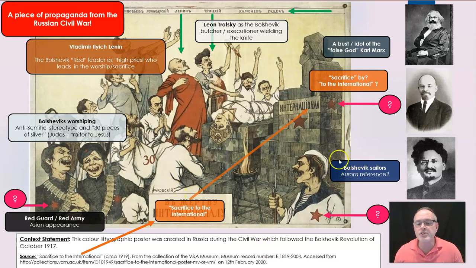A reference to a sailor here. During the revolutionary events of October 1917, the Aurora, a cruiser, a Russian naval vessel, was heavily involved in the events. So there is the suggestion here that the Bolsheviks are supported by traitorous, ugly, depraved, if you like, sailors and soldiers, those who are racially less pure, perhaps. So racism is coming through this.